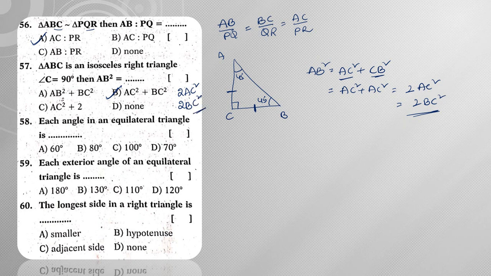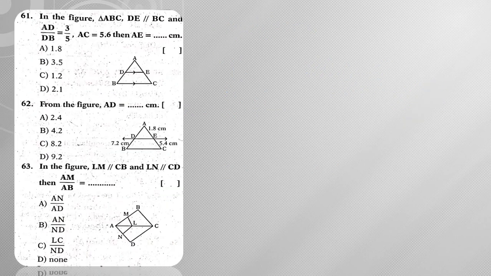Okay, next, each angle in an equilateral triangle is 60 degrees. Next, each exterior angle of an equilateral triangle is, so already we know exterior angle is equal to the sum of two opposite interior angles. Already interior angles of an equilateral triangle are 60 degrees. So exterior angle will be equal to sum of two opposite interior angles. Since all angles are 60, 60 plus 60 is nothing but 120 degrees. Hence the answer is 120. Next, the longest side in a right angle triangle is called hypotenuse, and it is exactly opposite to the right angle.